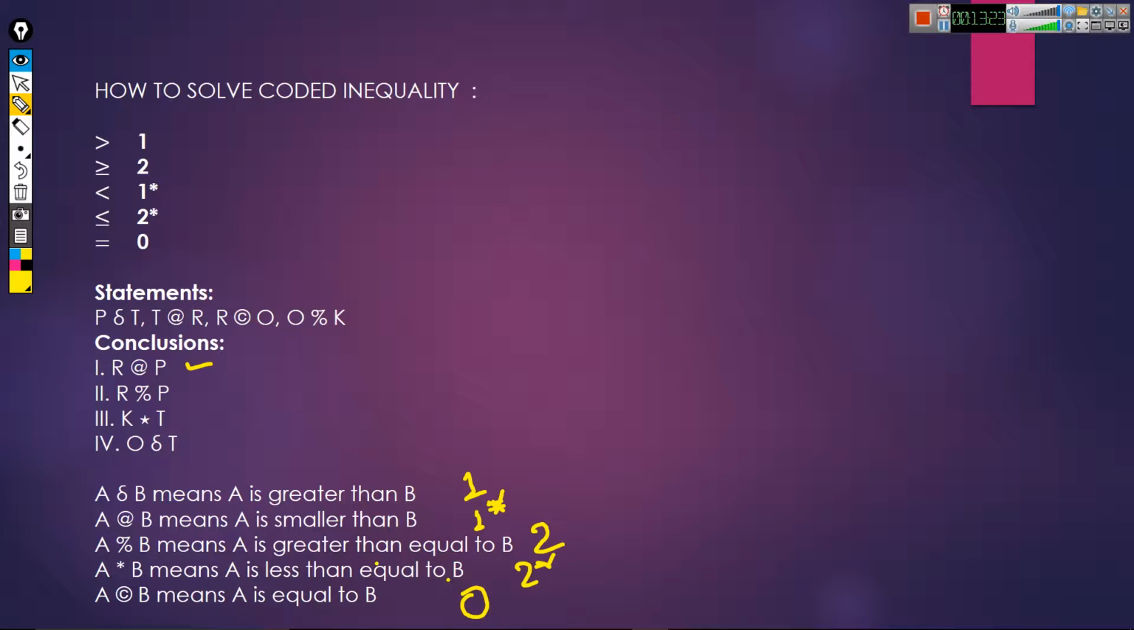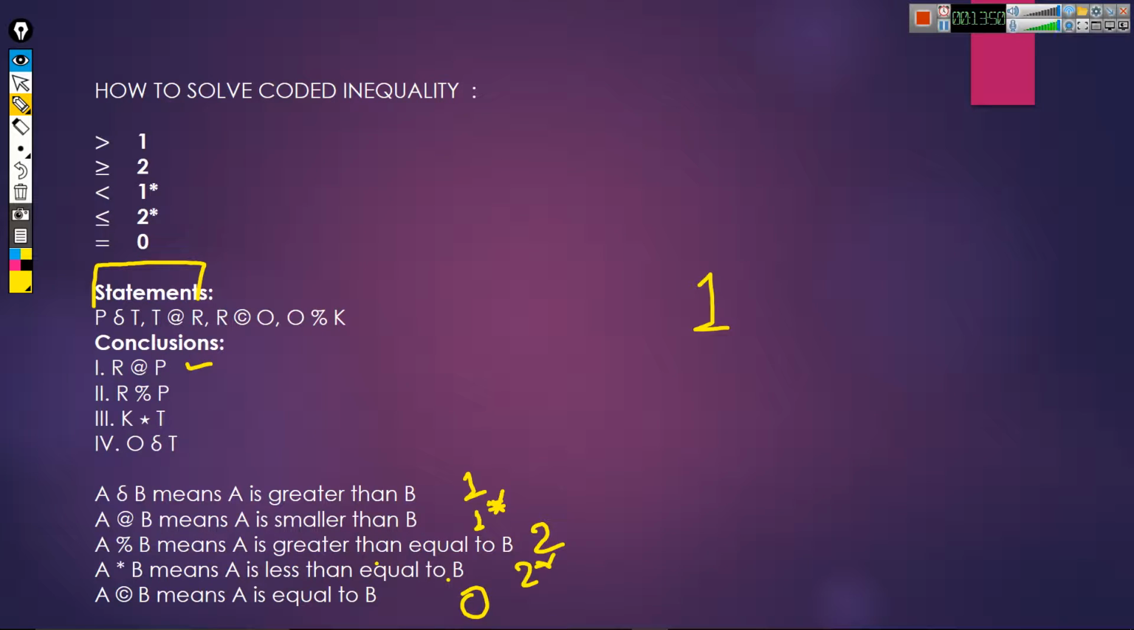Now conclusion, R at the rate P. We have to go from R to P, so we are going in reverse direction. So R to T. What is R to T? The symbol is at the rate. At the rate means 1 asterisk. But we are going in reverse direction, so we have to change the symbol. Reverse of 1 asterisk is 1. Write 1 here.